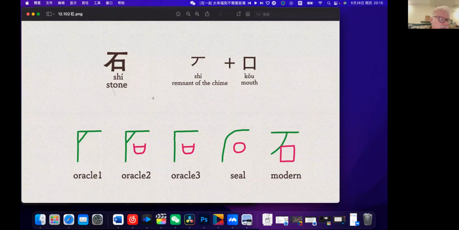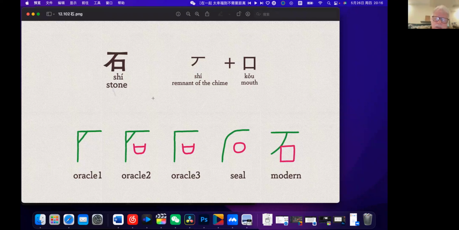In the seal character, Xu Shen, the guy who wrote the Shuowen Jiezi, looked at it. He didn't know the ancient character. He knew it meant it was a rock. So he thought that it must be a cliff. And the circle on the bottom was a rock. But he was wrong.